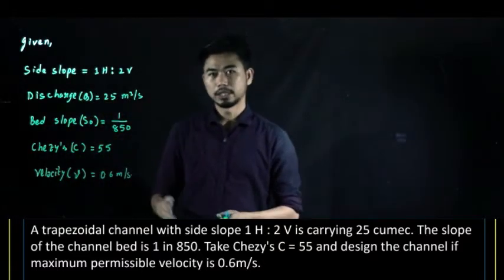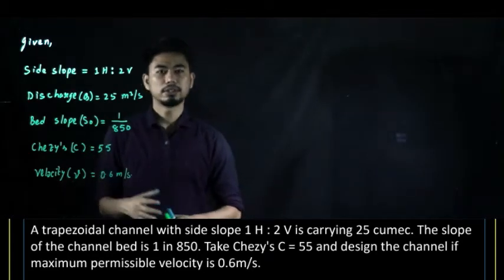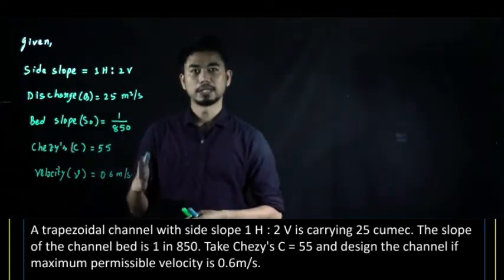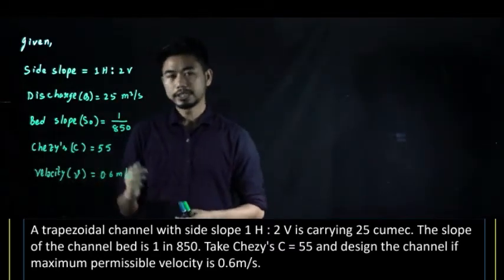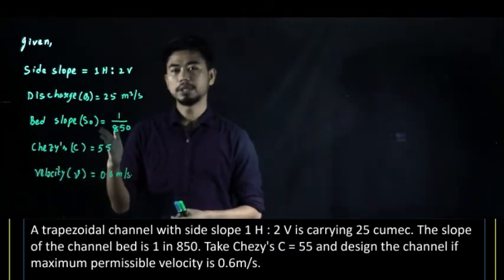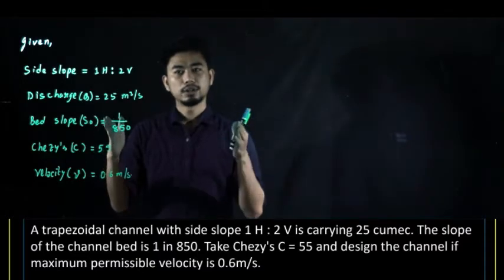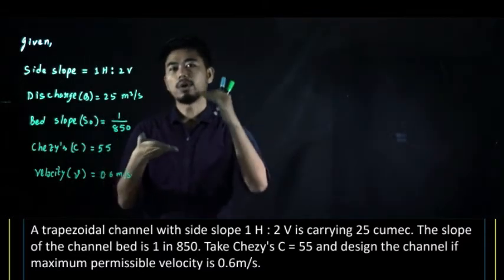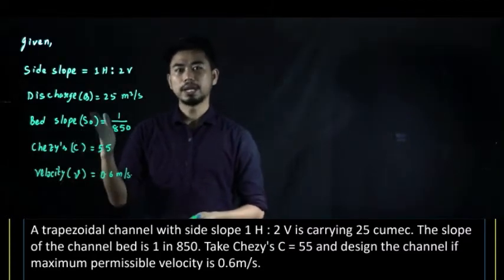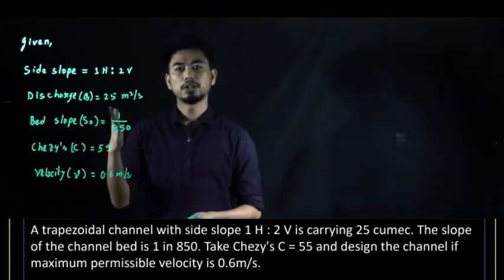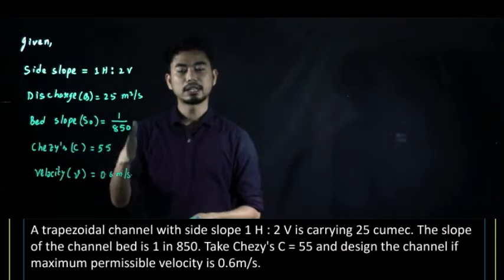So as you might have observed, this is a question based on your hydraulics topic, isn't it? So here we need to design. Design means we need to find out what is the width of the trapezoidal channel and what is the depth of the trapezoidal channel. The same question may be given in terms of a rectangular channel, triangular channel, or circular channel.